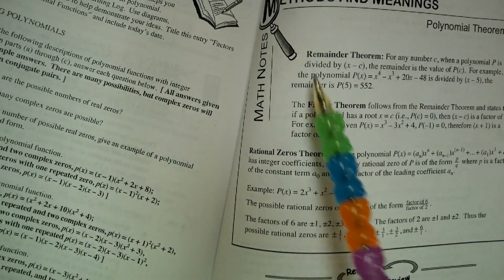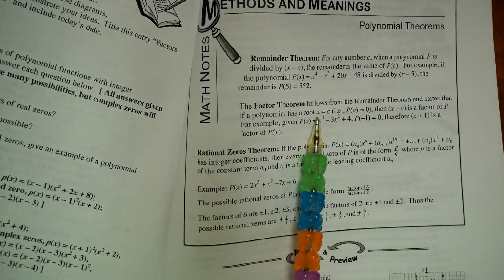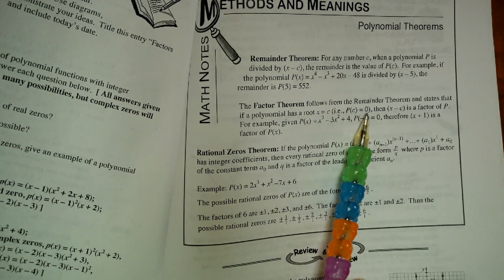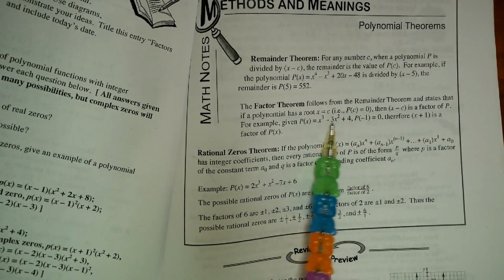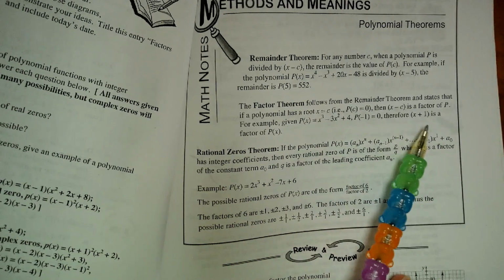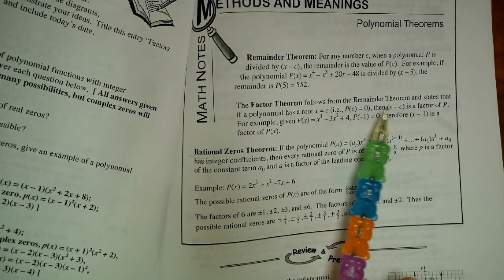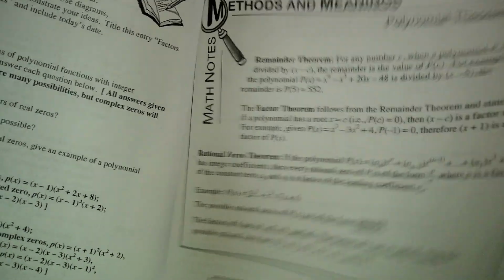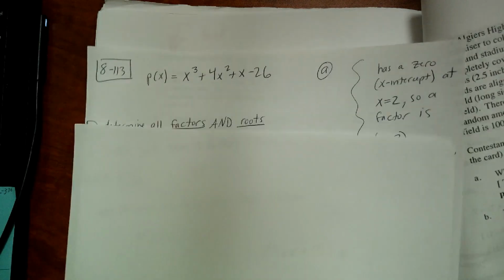Factor theorem says if a polynomial has a root, x equals c, i.e. it makes the equation equal to 0, then x minus c is a factor of p. For example, if you have this cubic, and if p of -1 equals 0, then x plus 1 is a factor. So it's always whatever the root is, but you know how it's like x minus c, so you'd kind of change the sign.